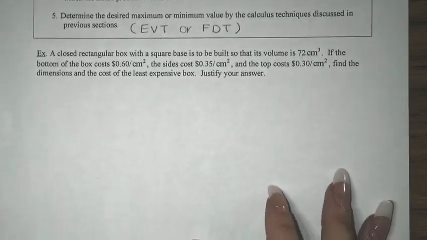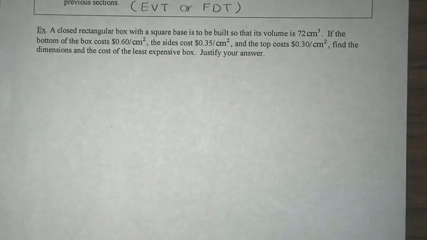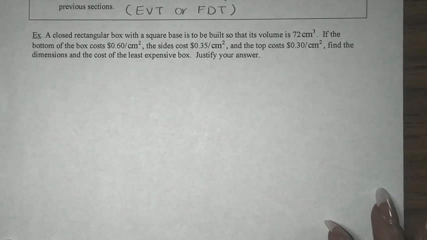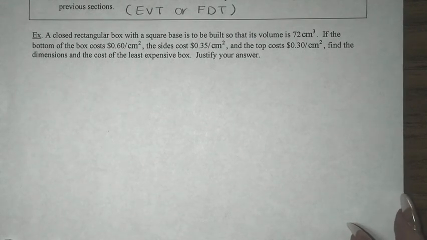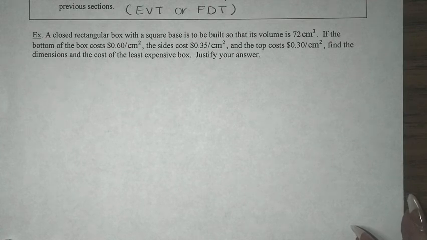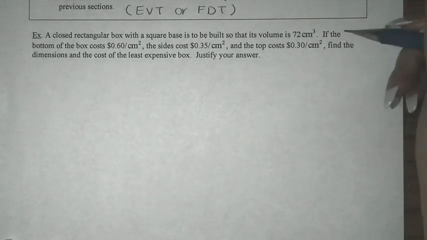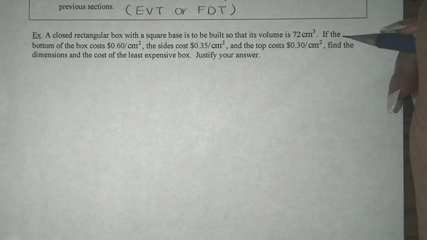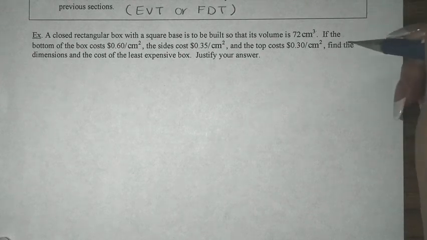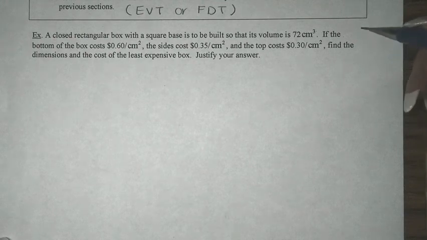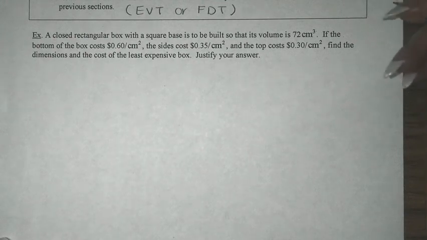Okay, so let's read this problem, and you are going to see that it's not that bad. Okay, so we have a closed rectangular box with a square base to be built so that its volume is 72 centimeters cubed. If the bottom of the box costs 60 cents per square centimeter, the sides cost 35 cents per square centimeter, and the top costs 30 cents per square centimeter, we need to find the dimensions and the cost of the least expensive box. We need to justify our answer.